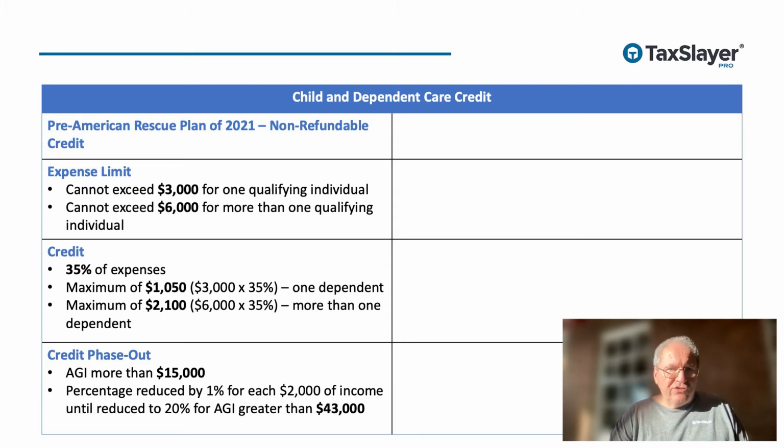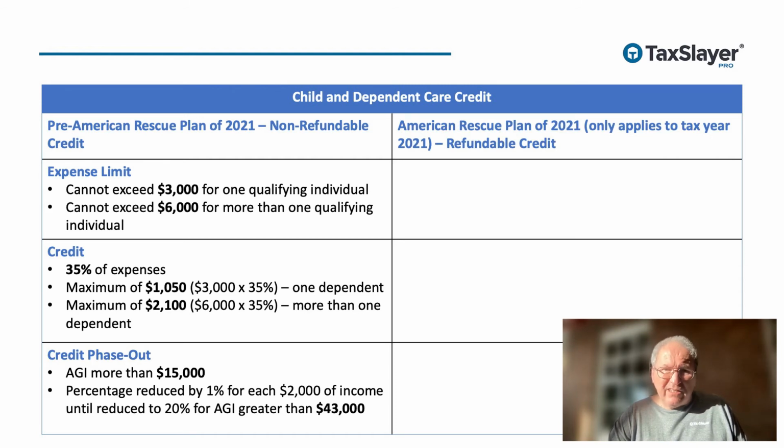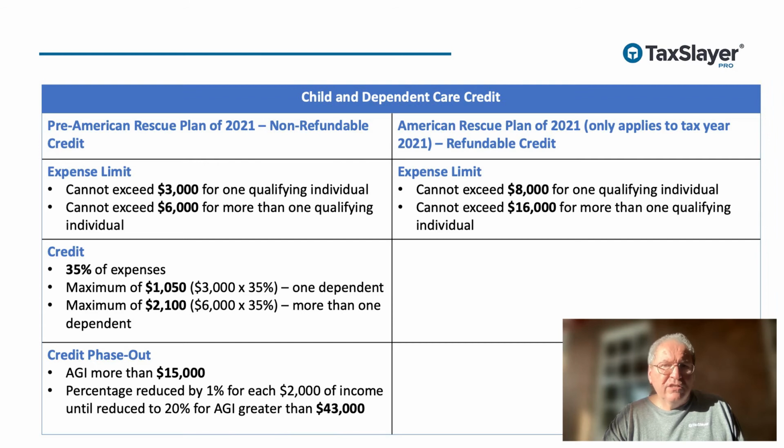Now, this year, this has been changed dramatically. And the first way it's been changed is the expense amounts. Last year it was $3,000 for one child. Now it's gone up to $8,000. So if you have one child, it's $8,000. If you have more than one child, it's $16,000. Much more, much larger amount.